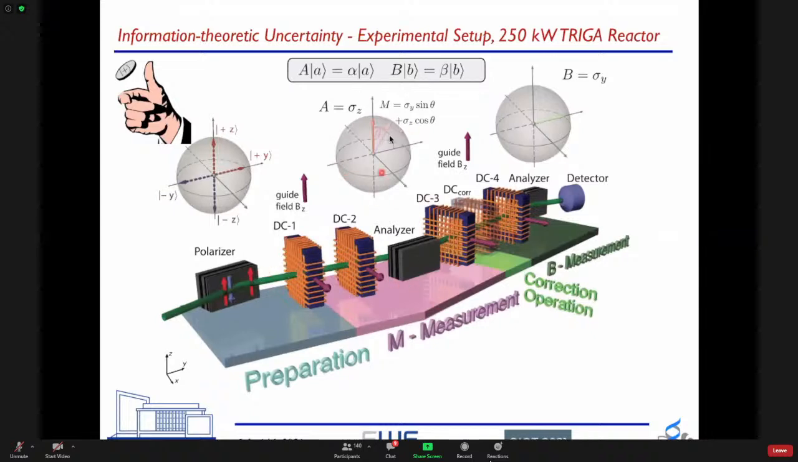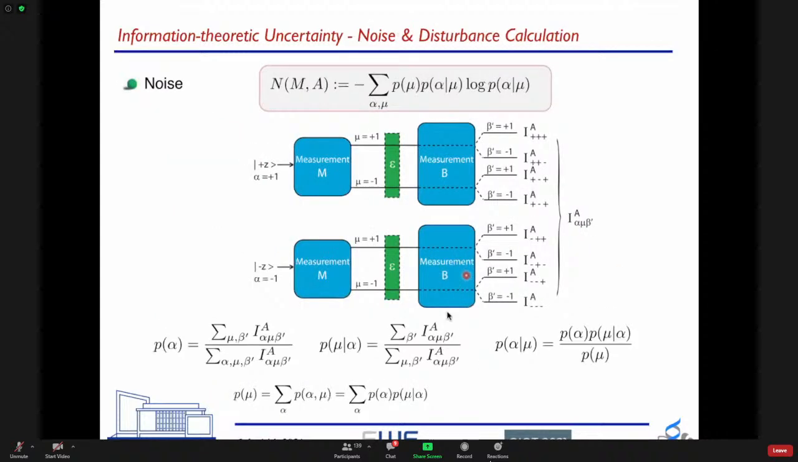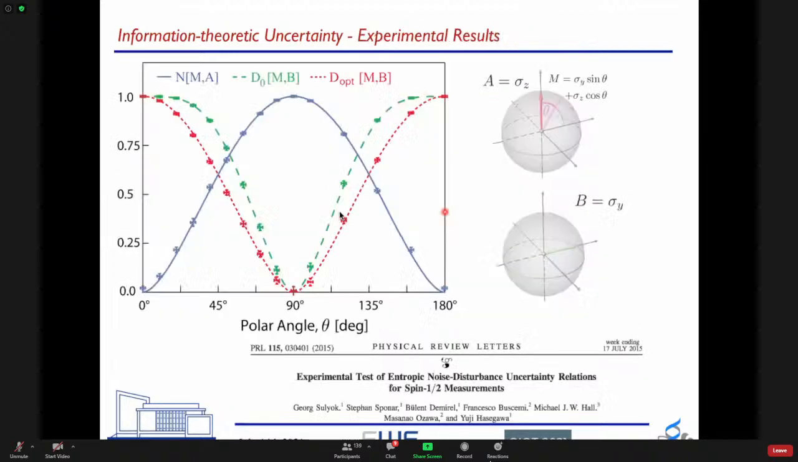The first one does an approximate measurement of A, whereas the second one does a precise measurement of B. And in between, there's also a correction operation to minimize the disturbance on the B measurement. Here we have our outputs. I will skip this a little bit and come to the results.